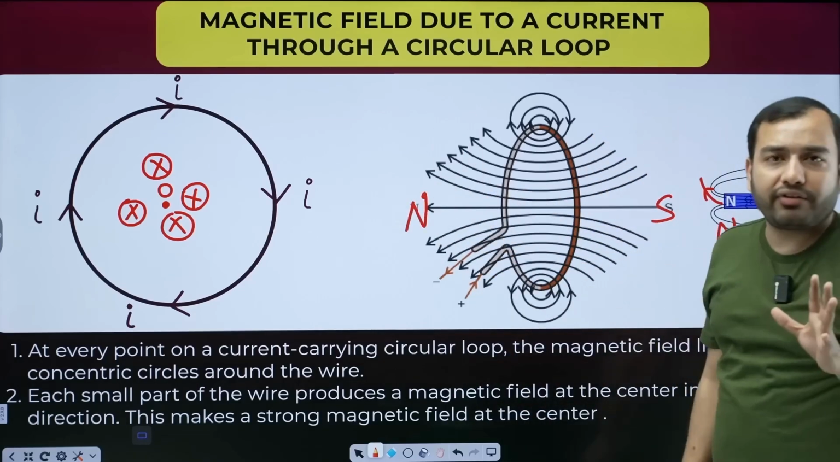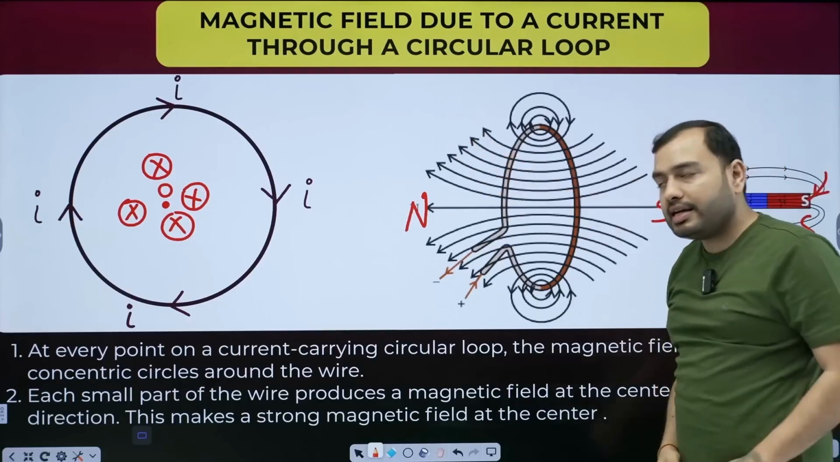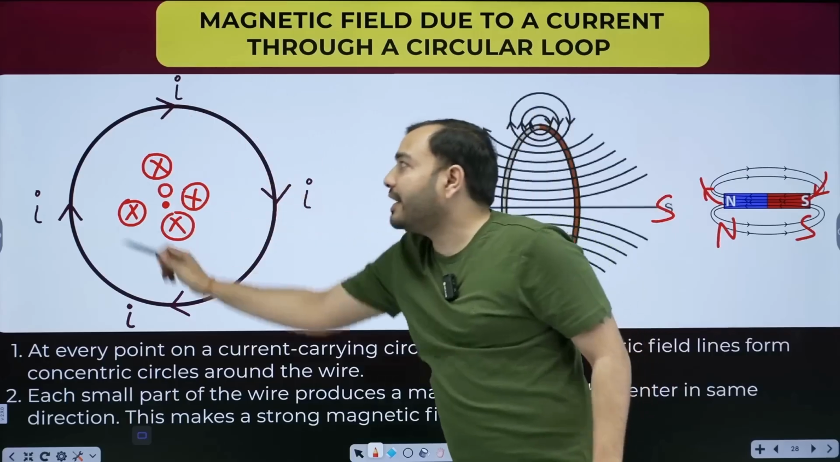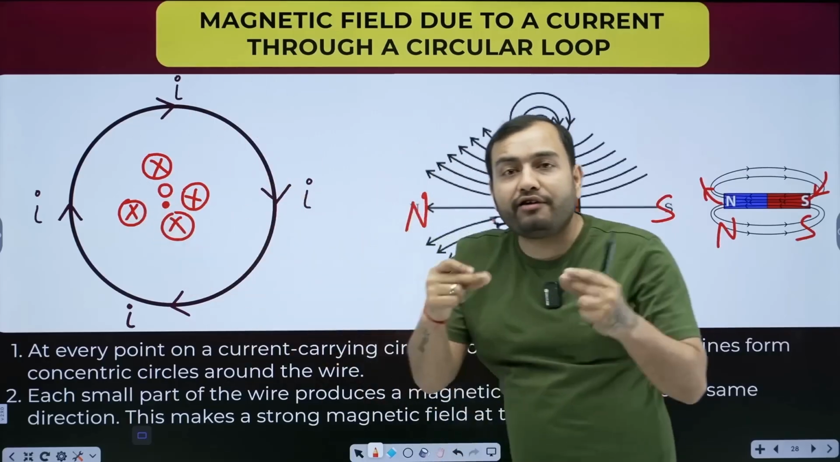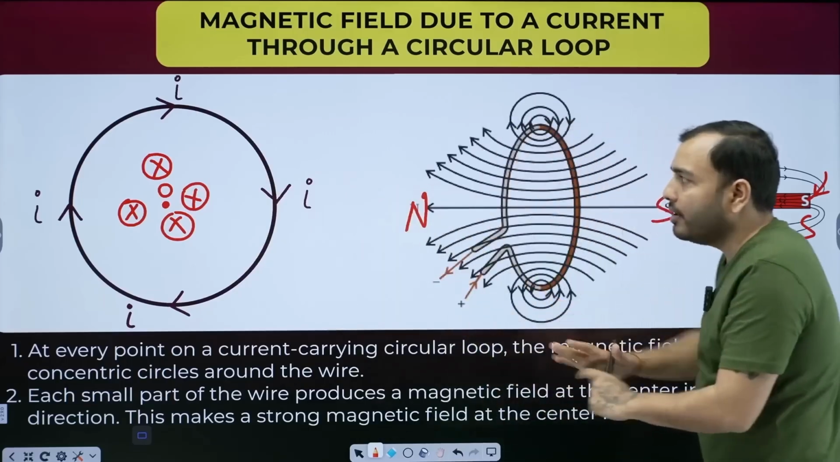The simple method for its magnetic field line is that the field line will enter from one side and exit from the other side. Is it clear? If I reverse the direction of the current in this, the magnetic field line will become exactly opposite. Then it enters from there and exits there. I will show you here. Is it clear now? Is this understood?